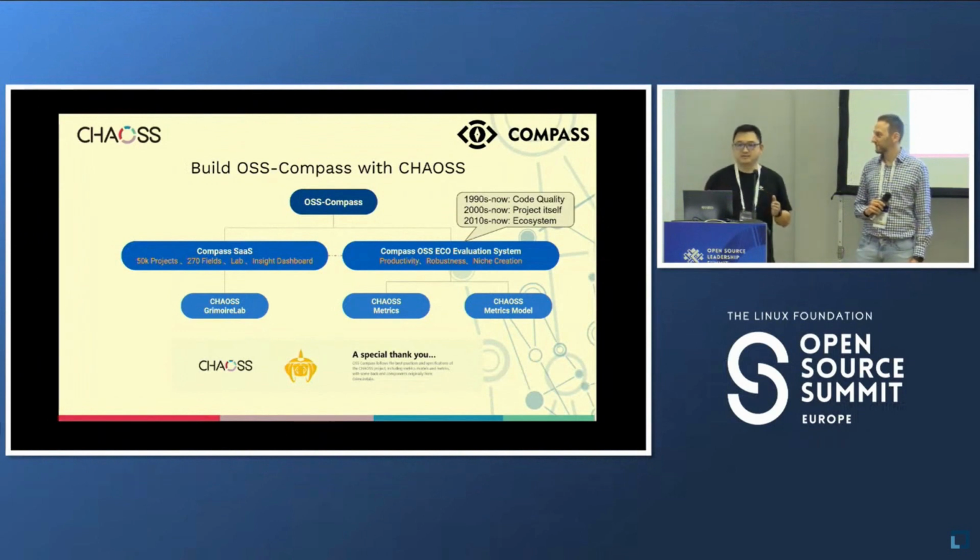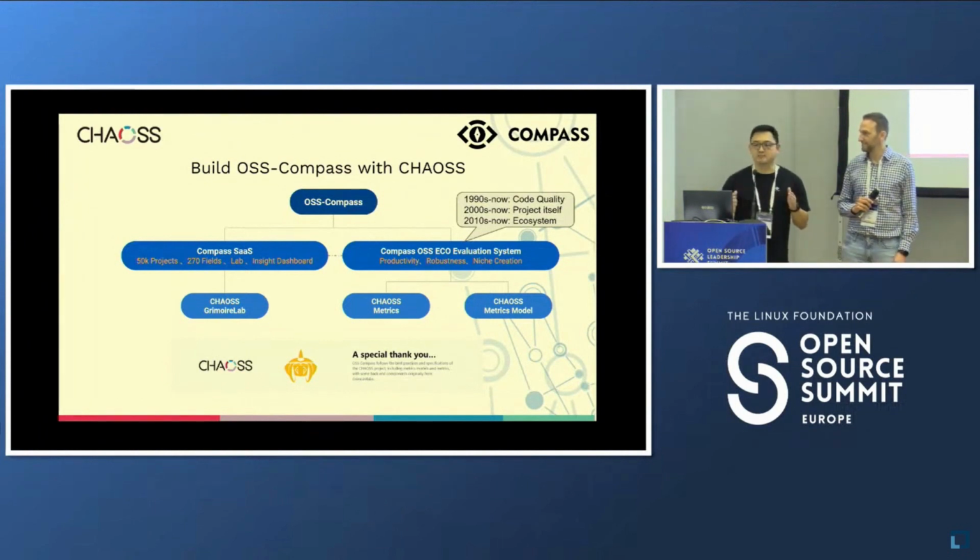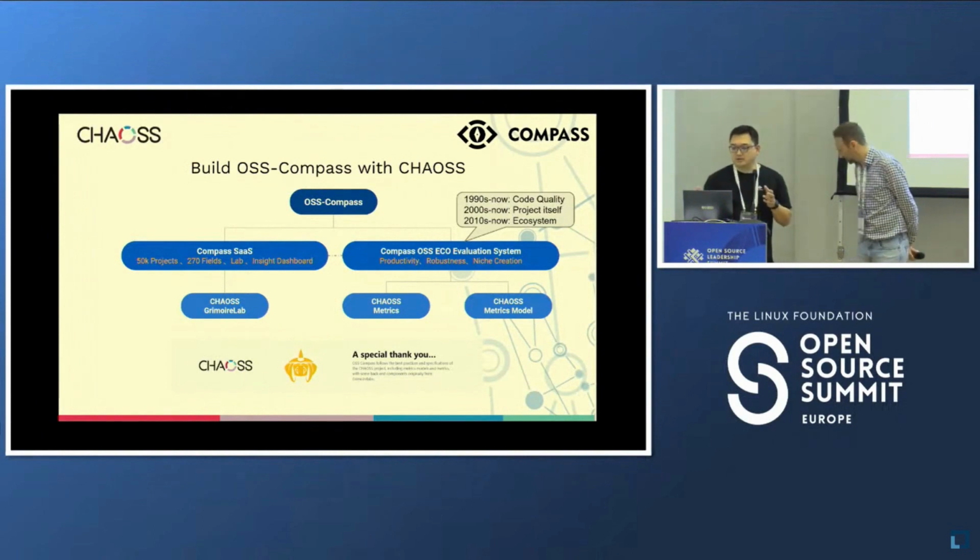And as you know, CHAOSS provides some metrics, which are atomic indicators. We also provide some metrics models which combine a bunch of metrics into one metrics model to describe a user story specifically. And our OSS ecosystem theoretical framework combines those metrics and metrics models into a system. But it's not just a simple list.